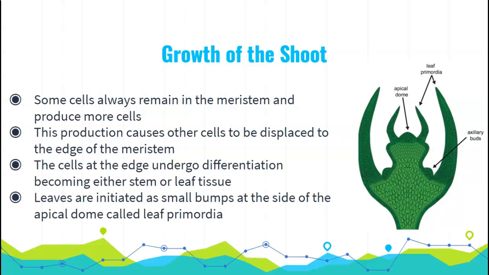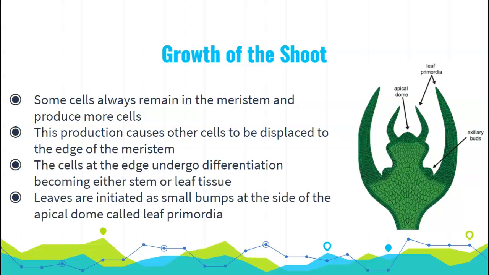Specifically looking at the shoot, which is the very tippy top of the plant, we have some cells that are always going to remain in the meristem. And what that means is that they're always going to be undifferentiated, which means that they can turn into anything that the plant needs at any time. The other bonus to this is that the plant can continue to grow taller. As the meristem continues to exist, it's going to continue to produce more cells.